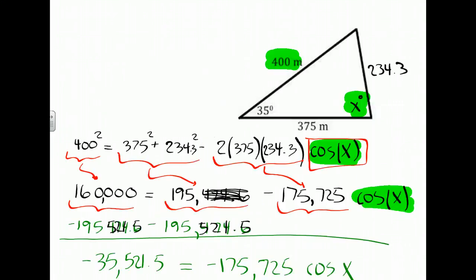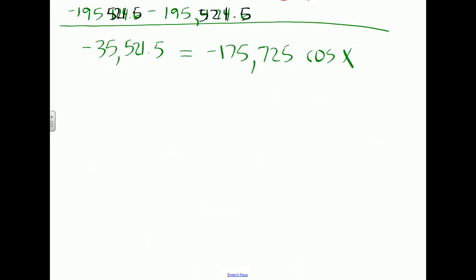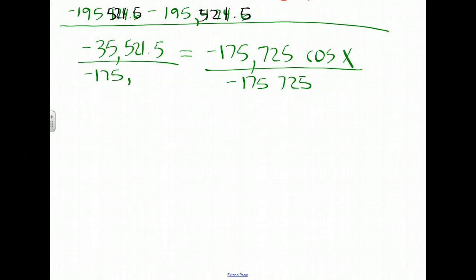If I go over to here, what do I need to divide both sides by with this problem? Negative 175,725. Yikes. All right, so now my variable is going to be all by itself. The cosine of x will be all by itself now.